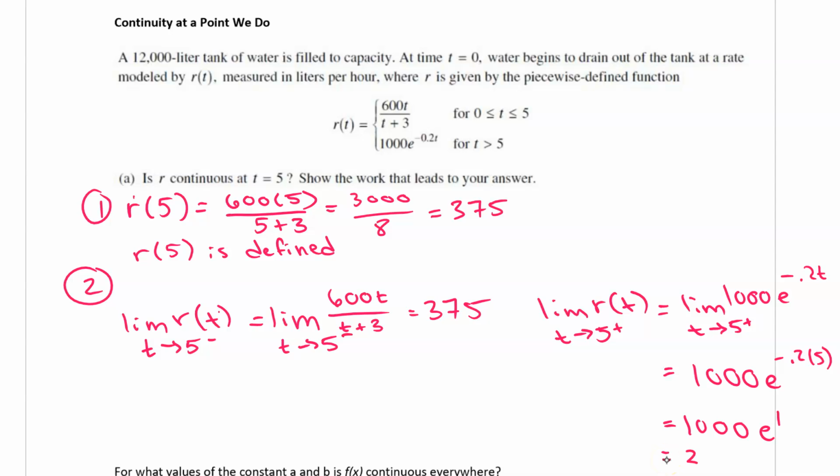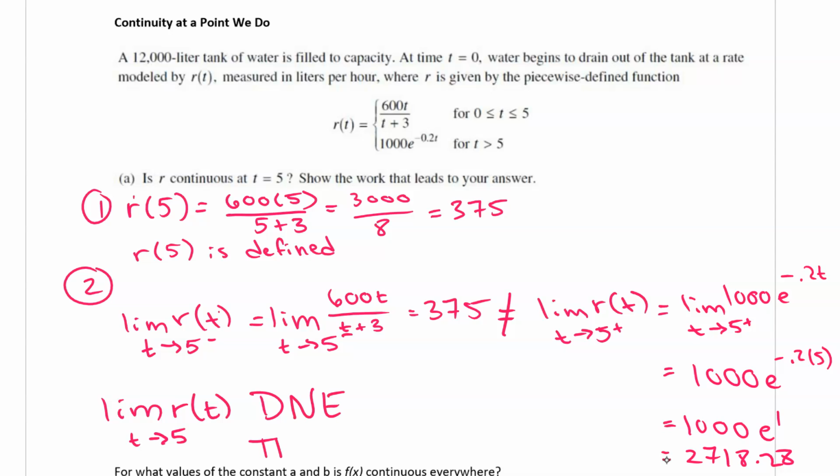And when you do that, you're going to get 2,718.28. All right. So these two are not equal. So the limit as t approaches 5 of R of t does not exist. And therefore, R of t is not continuous at t equal to 5.